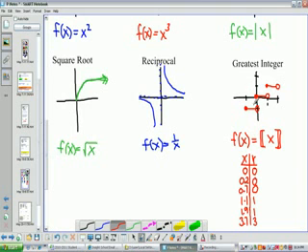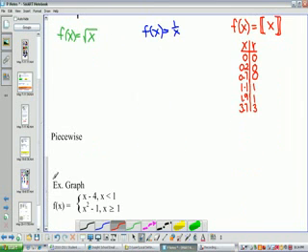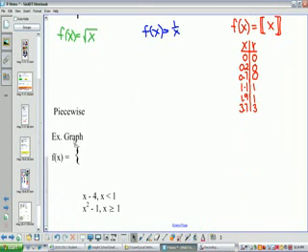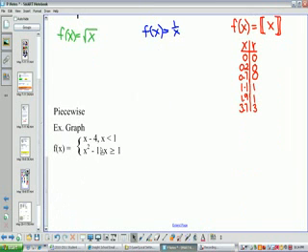The other thing we're talking about is increase and decrease. They're staying constant on all of those steps, so it's not increasing or decreasing. So those are all of your parent functions. One thing we're going to be doing is what's called piecewise functions. I'll move yours up. So what a piecewise does is it puts functions together.